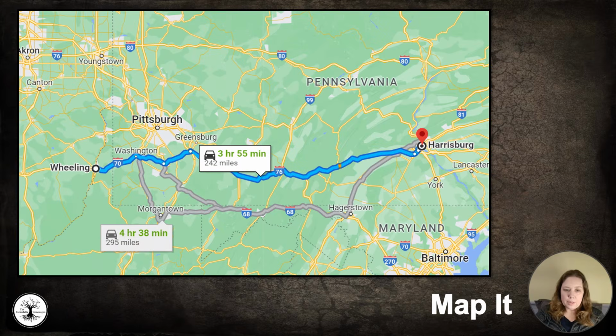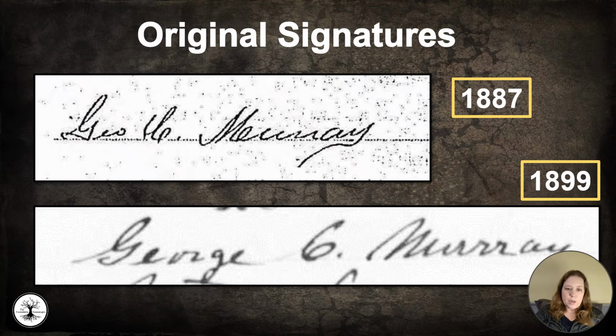I checked maps to see if that is a reasonable distance for the time for George to have traveled. And it's pretty far, but as a railroad conductor, that's a pretty reasonable distance for him to have traveled in that time period. Big takeaway from that original document that was the marriage to Flora is that it had a signature. So I compared the 1887 and 1899 signatures, and they're very close, especially the way he writes the G and the C. Only the M is off a little bit, but always compare signatures whenever possible.